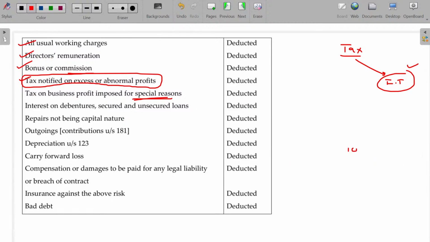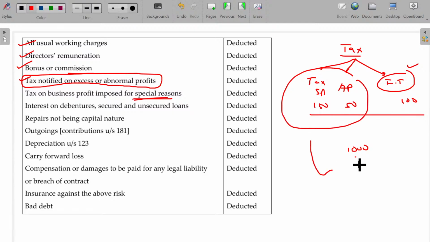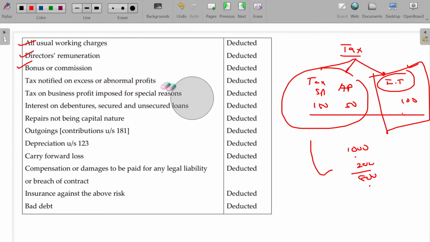1000, you have been given three taxes: income tax 100, abnormal profit tax 50, and tax for special reason 150. This 1000 rupees is before these three taxes, but you can subtract these two taxes from here, giving 800. From there, you can calculate the managerial remuneration. This tax is the regular tax, not deductible. Now, what about these two taxes, sir? I will just brief here.